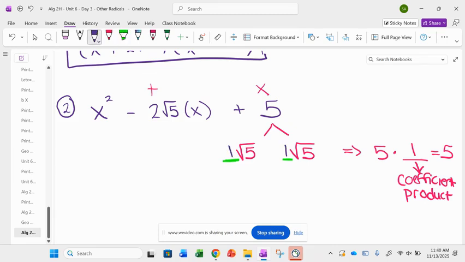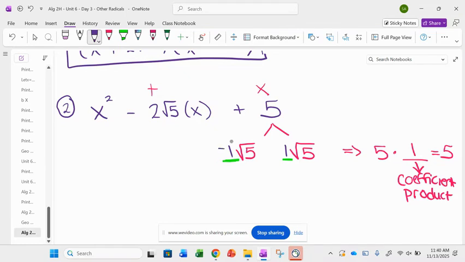But now I have to check this. Not only do I need to multiply to a positive 5, I have to add to a negative 2 root 5. So 1 root 5 times 1 root 5, that is a positive 5. Do we agree? Root 5 times root 5 is just 5. But is 1 root 5 plus 1 root 5 a negative 2 root 5? No. So what do I know about both the signs? Both signs have to be negative.